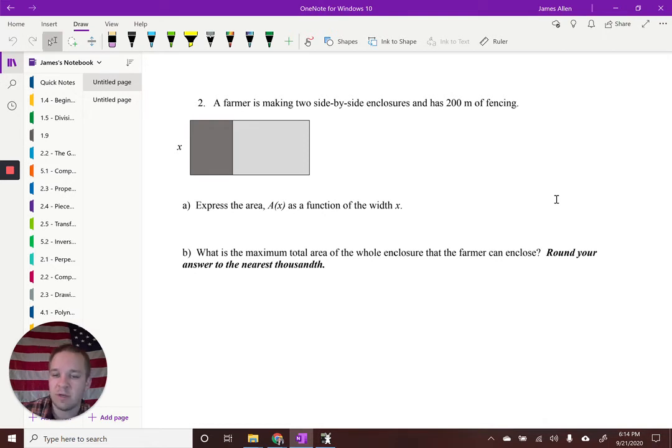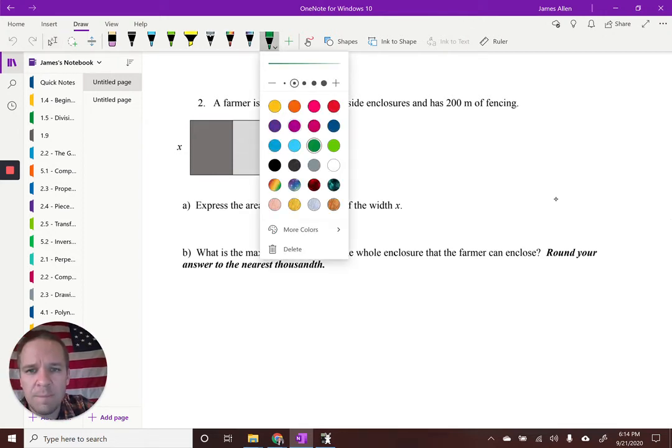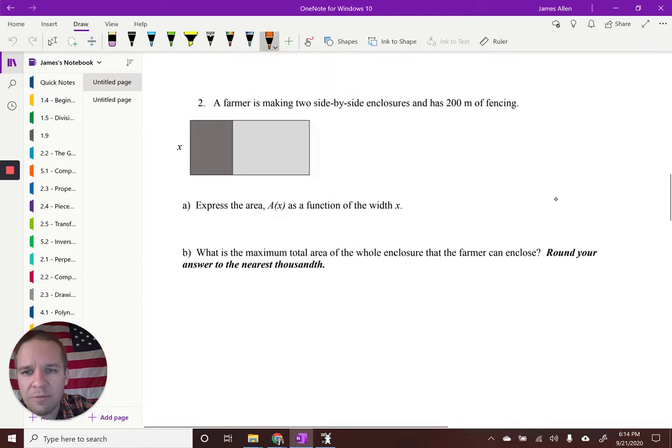Round your answers to the nearest thousandth and make sure we aren't rounding along the way if we have to make some calculations. Leave those numbers in that TI-84, TI-83 calculator. All right. So if this is X for our width, we would have X for this one right here and X right here, right?